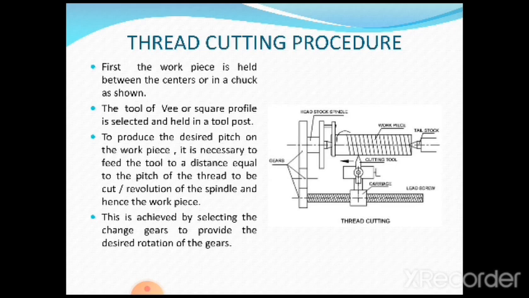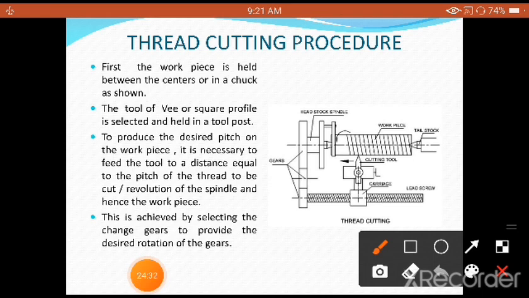First, the workpiece is held between the centers or in a chuck, as shown in the figure to the right side. The tool of V or square profile is selected and held in a tool post. To produce the desired pitch on the workpiece, it is necessary to feed the tool a distance equal to the pitch of the thread to be cut per revolution of the spindle, and hence the workpiece. This is a very important concept here.